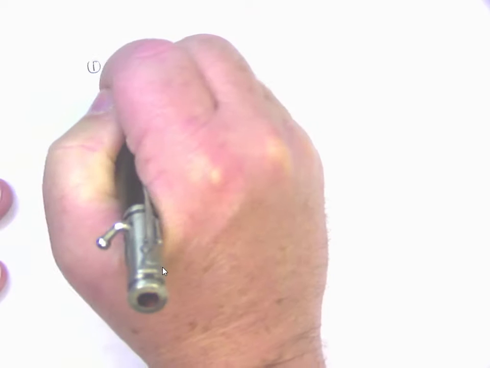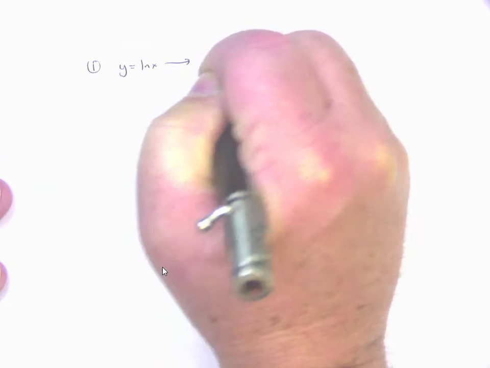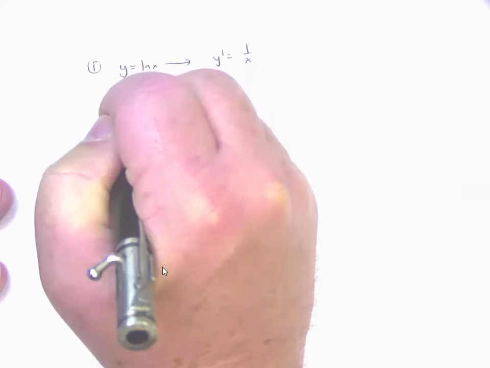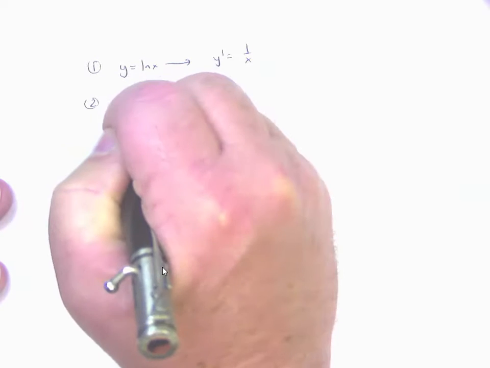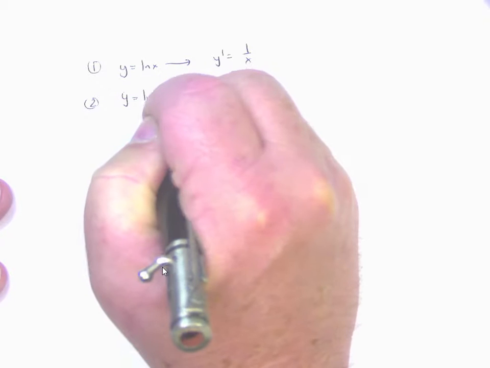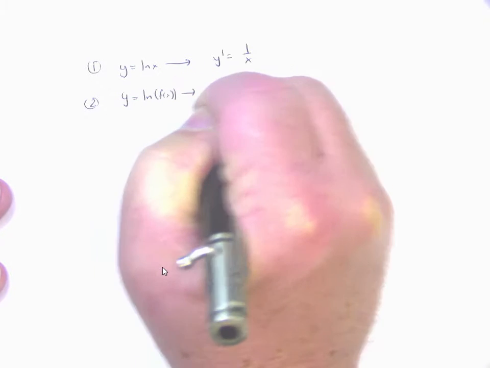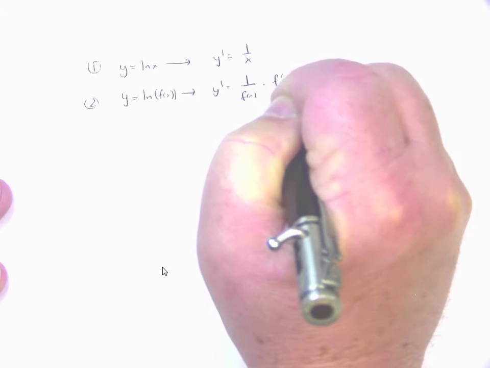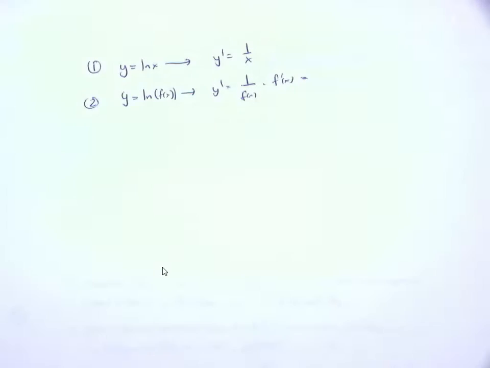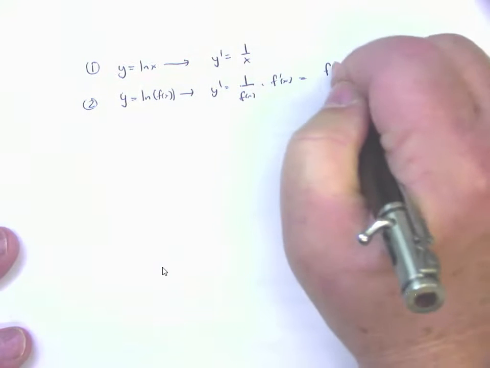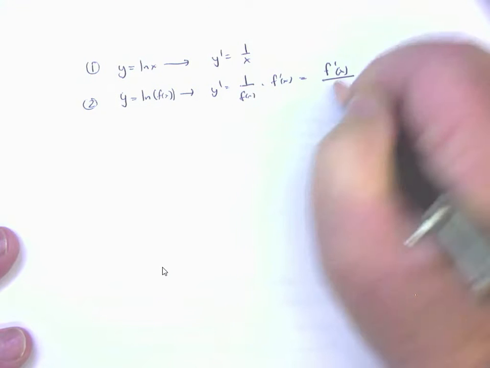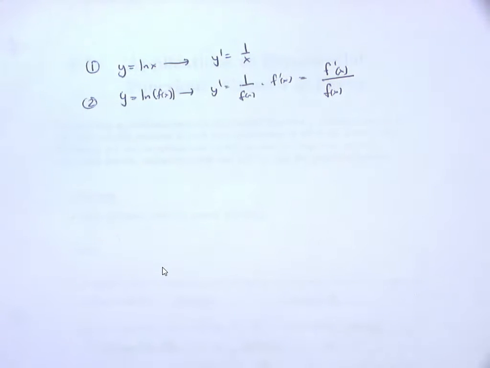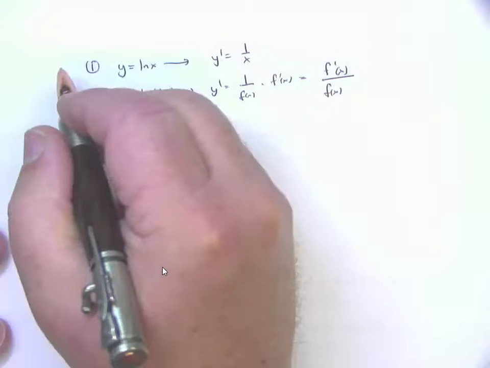Number 1, if y equals the natural log of x, what's the derivative of the natural log of x? 1 over x. And number 2, the chain rule version of that. If you've got y equals the natural log of a function, then y prime is going to be 1 over the function times the derivative of the function. And when you clean that up for the Hawks system, putting it into their system, it's the derivative of the function divided by the function. That's what the derivative of the natural log of a function really is when you clean it up. Now there's your logs.